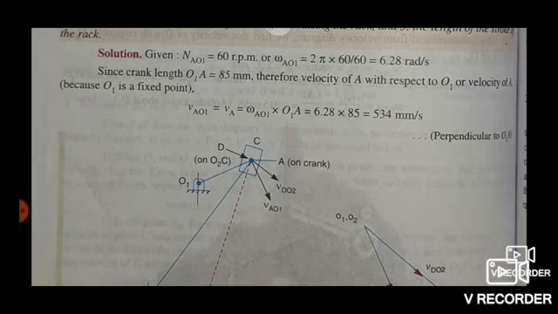a fixed point, so here we know that O1 is fixed and O2 is also fixed. Here we have found the velocity of A with respect to O1, that is VA equal to omega AO1 multiplied by O1A, that is 6.28 into 85, that is equal to 534 millimeter per second, perpendicular to O1A.